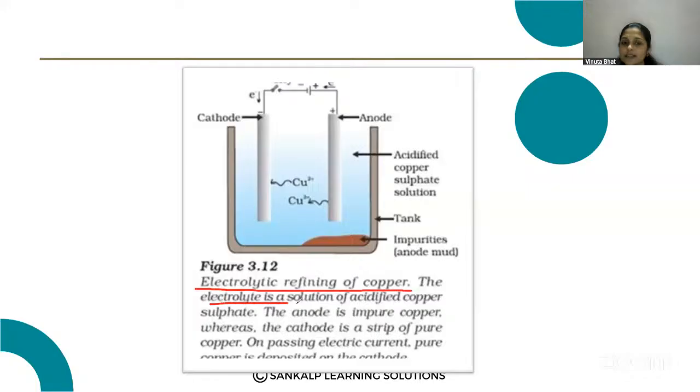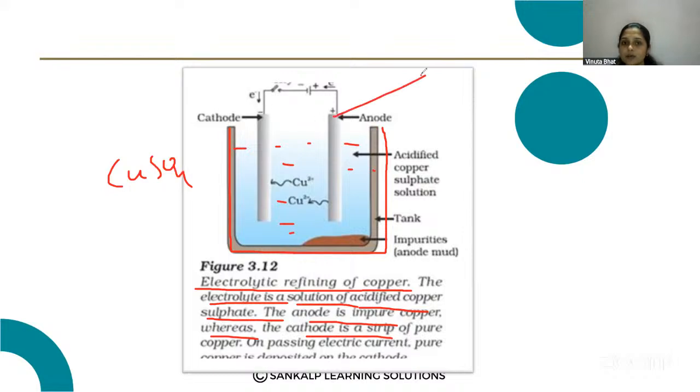The electrolyte is a solution of acidified copper sulfate. Here they have used copper sulfate solution. This is the acidified copper sulfate solution, that is CuSO4 solution. The anode is impure copper, whereas the cathode is a strip of pure copper. This is the anode, that is the impure copper. Impure copper wire is used to make the anode, and the cathode is made up of pure copper.